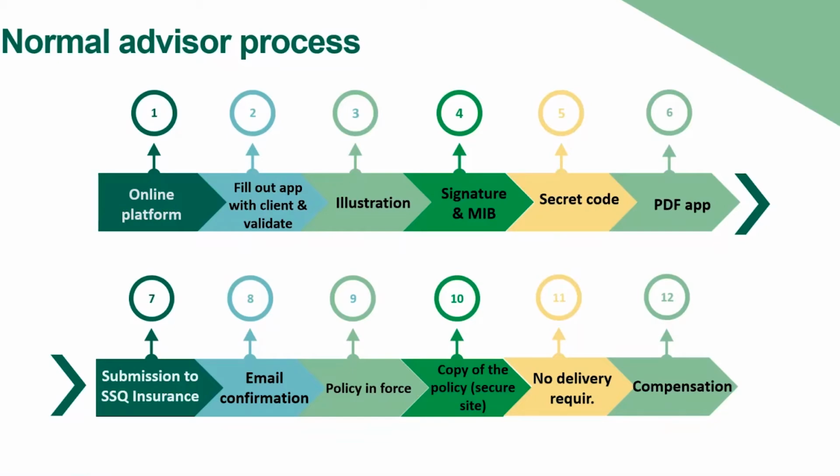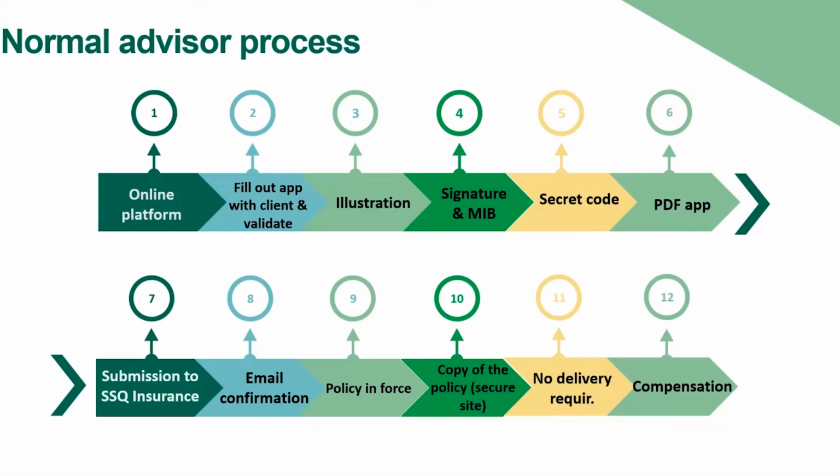At this point, the advisor will see the secret code and transmit it to the client. If needed, the advisor saves the PDF version of the application. We actually encourage them to do so. Once the application is submitted, it cannot be retrieved or changed. Moments after submitting the application, an email confirmation is sent to the advisor. They can be reassured that SSQ received it and it was sent successfully.